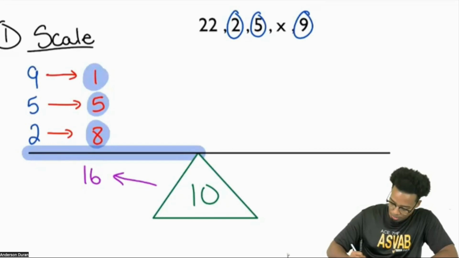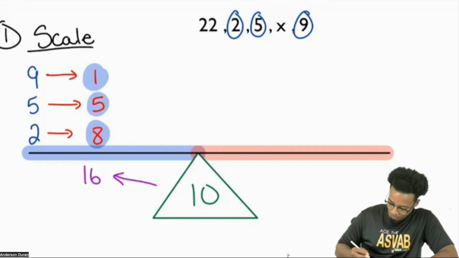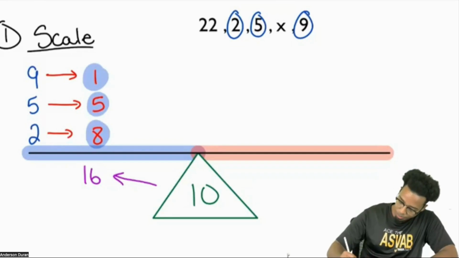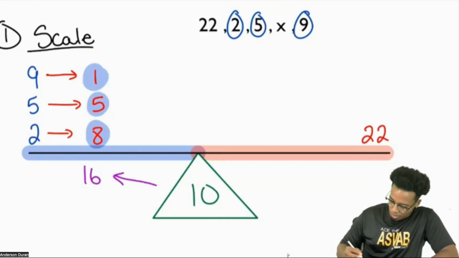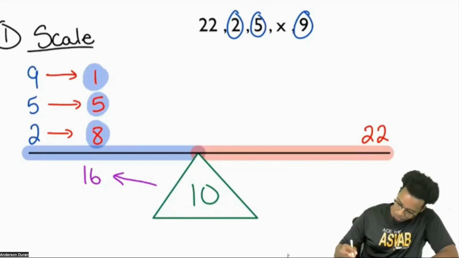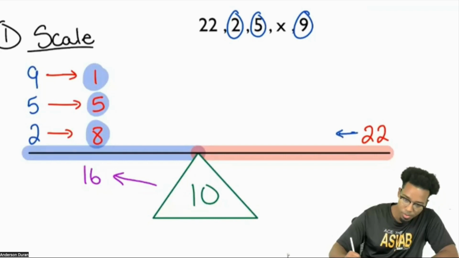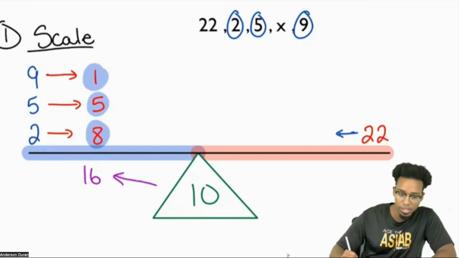Just the 22, right? Just the 22. So let's go and write that right there. And so all we have on the right side is just going to be that 22. So everyone help me out. How far away is 22 from 10? 12, right? It's going to be 12.